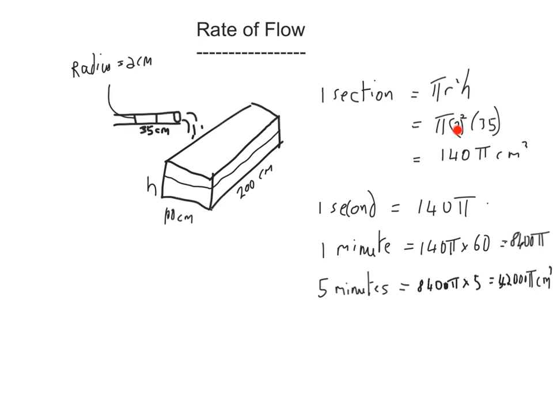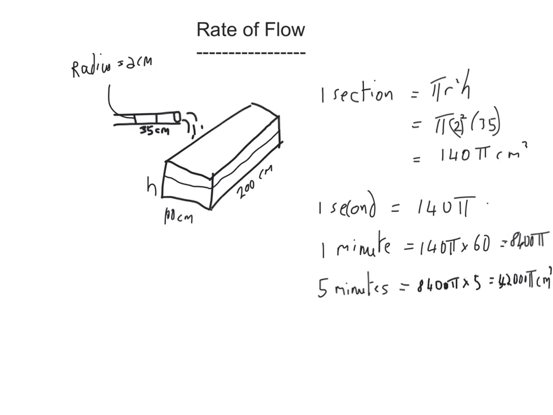So the radius is 2 and the height is 35. If we multiply them out, we get 140 pi cm cubed. So that's how much water passes through in 1 second. Of course, we want to find out how much passes through in 5 minutes.